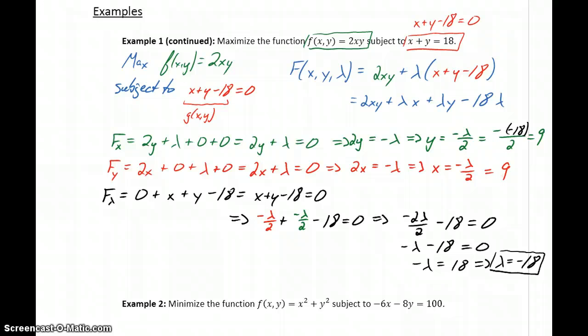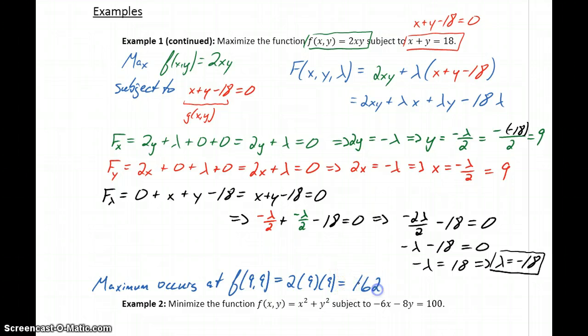So we only found one point. So we only have one value for x, one value for y, one value for lambda, which means that that point is our maximum. And our maximum occurs at f of 9 comma 9, which is our x value comma y value. So to find our maximum function value, we would plug those into the original function. So our maximum function value would be 2 times 9 times 9, or 162. So our maximum occurs at the point 9 comma 9, and the maximum function value is 162.